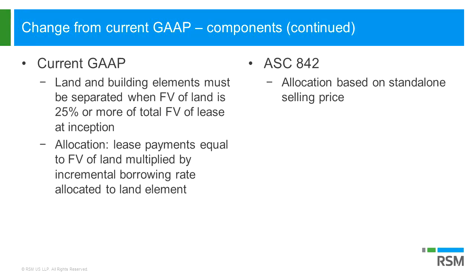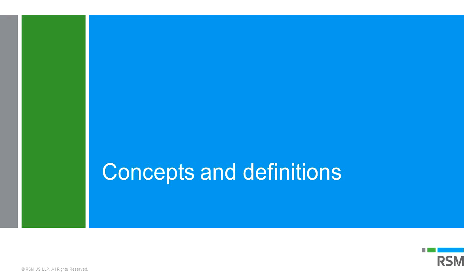Under current GAAP, land and building elements must be separated when the fair value of land is 25% or more of the total fair value of the lease at inception. Allocation: lease payments equal to fair value of land multiplied by the incremental borrowing rate allocated to the land element. Under 842, going back to this whole standalone selling price, allocations will have to be based on standalone selling prices using the best observable inputs that one can find.